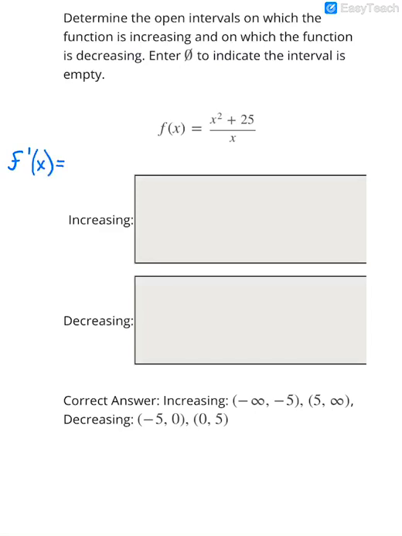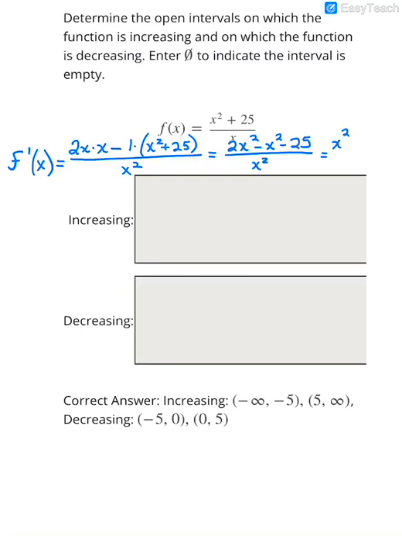So, I'll take the derivative of the top, which is simply 2x, multiplied by the bottom, which is x, minus the derivative of the bottom, which is simply 1, times the top, which is my x squared plus 25, all divided by the bottom squared. And so if I go ahead and simplify this, I have a 2x squared minus an x squared minus a 25, all divided by x squared. And then that's going to leave me with simply an x squared minus 25 divided by x squared.